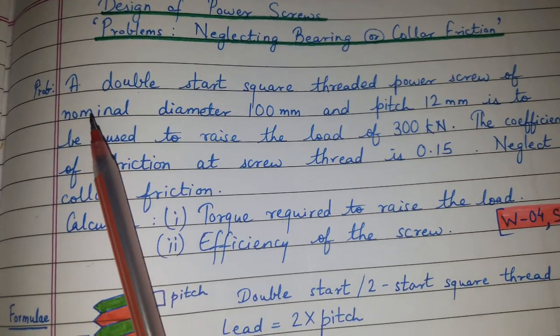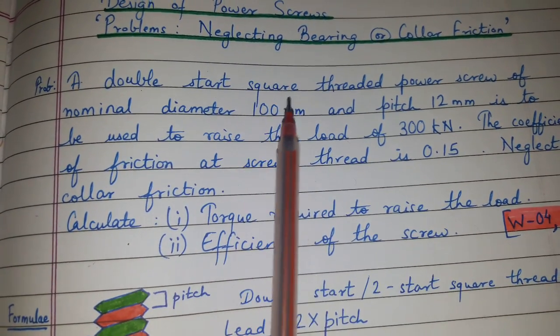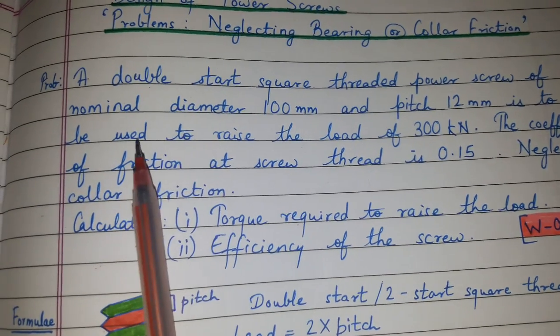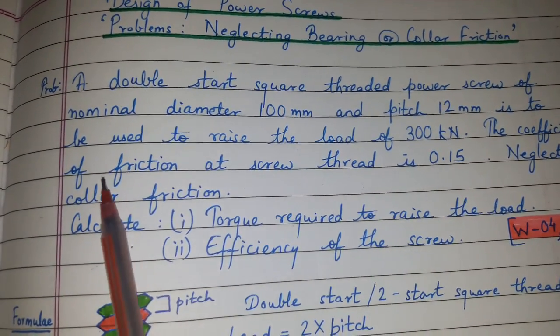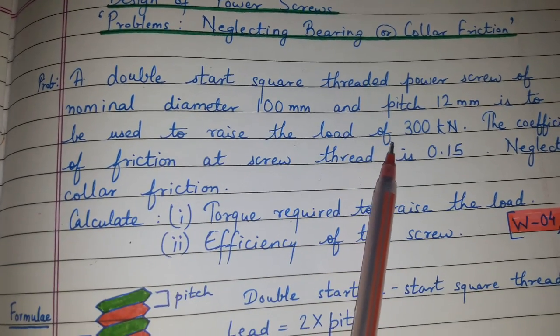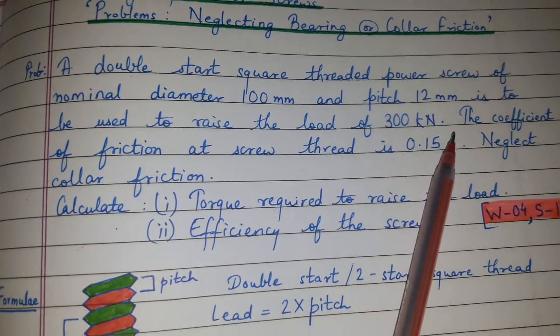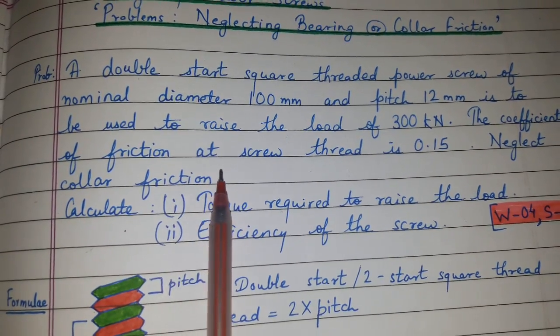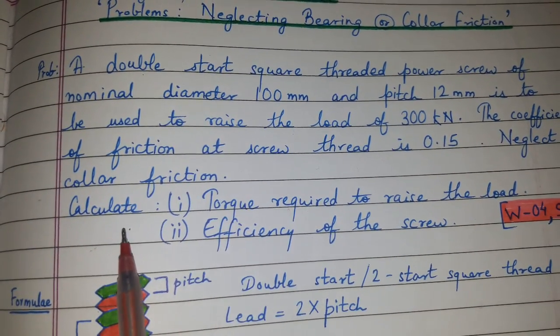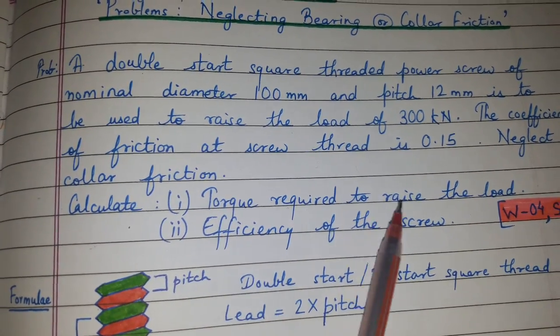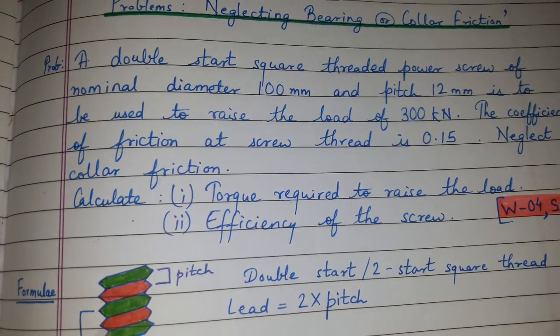The problem given is: a double start square threaded power screw of nominal diameter 100 mm and pitch 12 mm is to be used to raise the load of 300 kN. The coefficient of friction at screw thread is 0.15. Neglect collar friction. Calculate torque required to raise the load and efficiency of the screw.